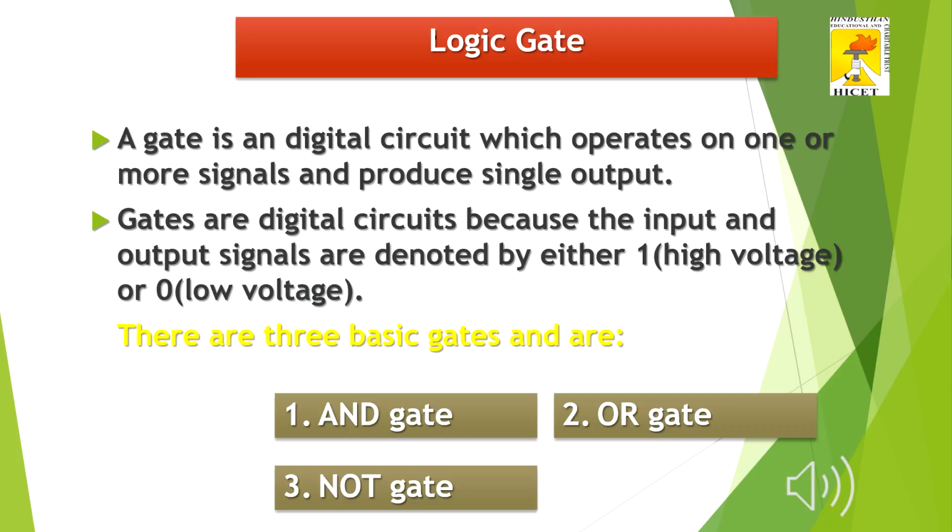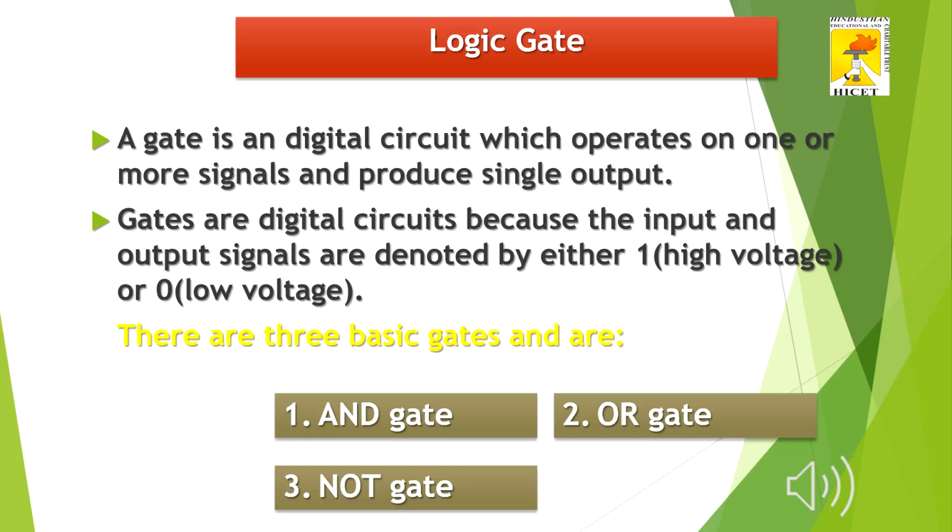So next we are going to study the logic gate. A gate is a digital circuit which operates on one or more signals and produces a single output. So logic gate is simply a digital circuit that operates on one or more signals, and then it produces the output. Gates are digital circuits because the input and output signals are denoted by either 1 or 0. Why? Because the system only knows the binary language, right?